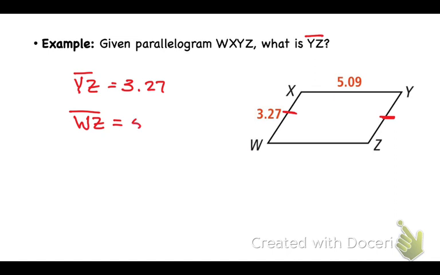5.09. How did you know that? Because XY is congruent to WZ, and it is 5.09. Why do you think Y is like that? What? Is that a Y? Yes. Why not? So, finding the sides is pretty easy, right?